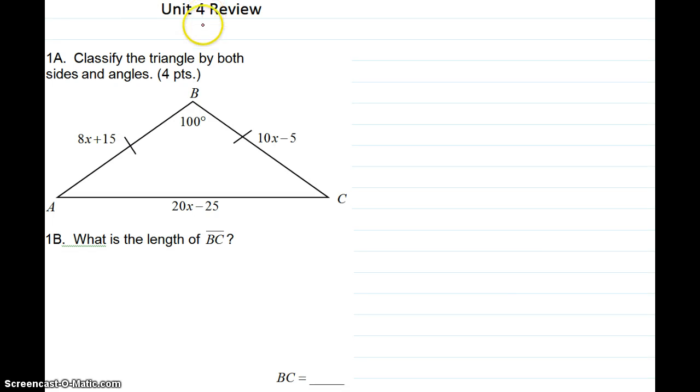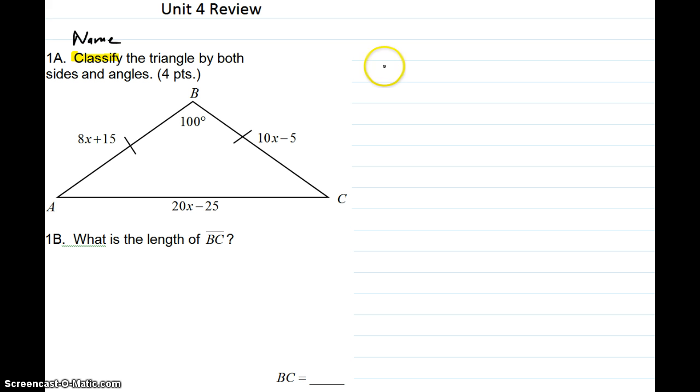Alright, so as we start our Unit 4 review, first thing to notice is I cut and pasted this into my notes section, so my question format might look a little different than yours. So you see 1A and 1B. That's just to give me some room to write. So it says classify the triangle. Classify the triangle by both sides and angles. So classify just means name the triangle.